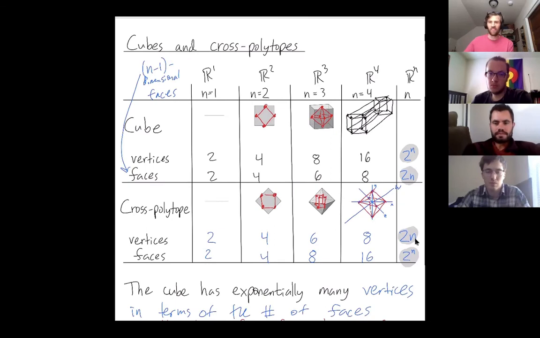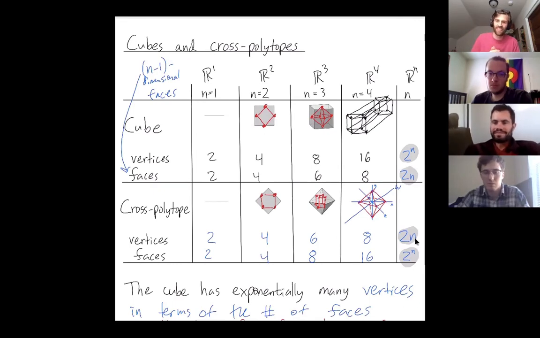All right, so let me wrap up this video. That was my excuse to teach you about cross-polytopes. They're dual to the cubes. Cubes have exponentially many vertices in terms of the number of faces. And so the dual objects, the cross-polytopes, have exponentially many faces in terms of the number of vertices.